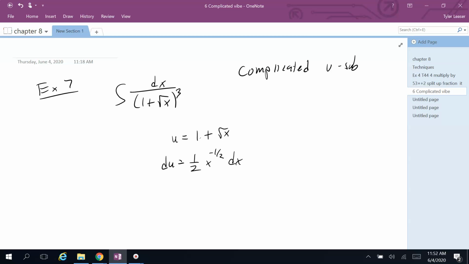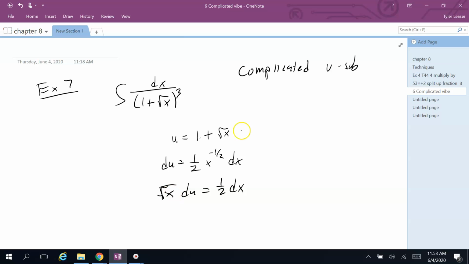Okay, this is where the weird part comes in, because if you look at your integral, we do not have an x to the negative 1/2 anywhere in there. However, if I look at u, it does have an x to the 1/2 kind of in there. So what we're going to do is multiply this x to the 1/2 over to the other side. It's just square root x. So we get the square root of x du is equal to the 1/2 dx from this line. That's multiplying the x to the 1/2 over.